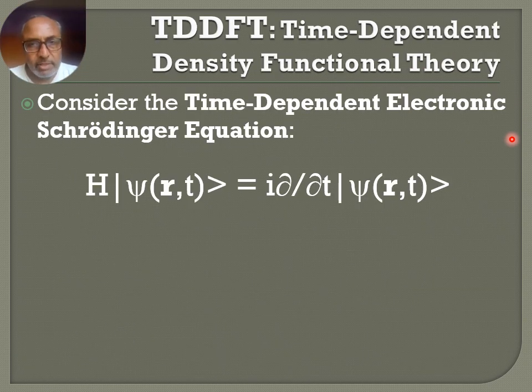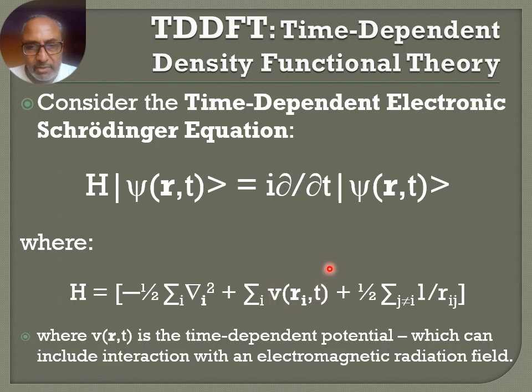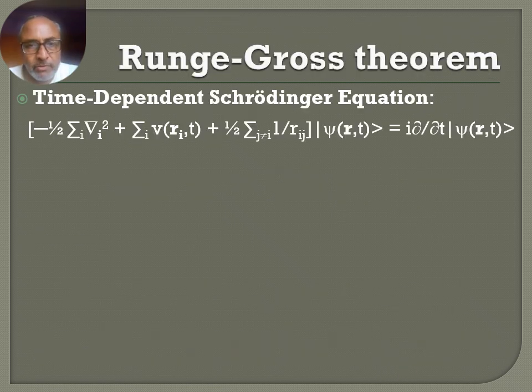The density functional theory we have discussed so far applies to ground stationary states. Remember, that's what the original Hohenberg-Kohn theorem applied to: ground states. But consider the time-dependent electronic Schrödinger equation. HΨ(r,t) = i ∂/∂t Ψ(r,t), where the time-dependent Hamiltonian is given in terms of the time-dependent external potential, and this can include interactions with an electromagnetic radiation field. This leads to the time-dependent Schrödinger equation shown here.